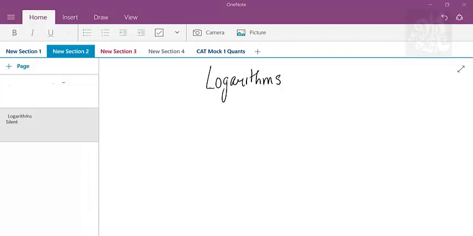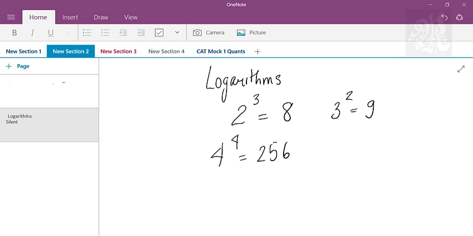So what exactly is a logarithm? Let's say we have powers. Let's first understand powers. So 2 cubed is 8. Then I have 3 raised to, let's say, 2 is 9. Let's say I have 4 raised to 4 is 256. All these are powers of single-digit numbers.